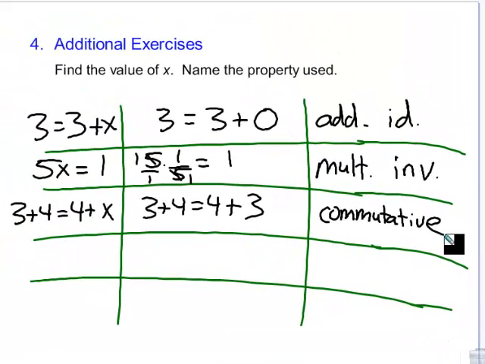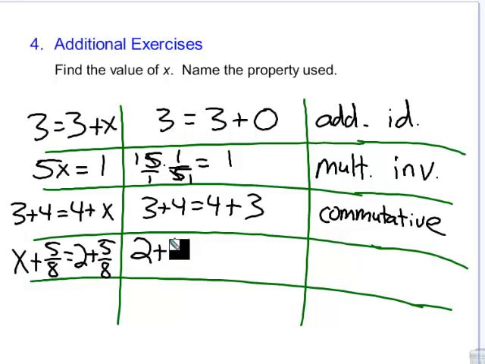And let's do this one. I'll throw a fraction one in there because you love them so much. X plus 5/8 equals 2 plus 5/8. Well, what does x have to be? 2. 2 plus 5/8 equals 2 plus 5/8. Says the exact same thing on both sides. What was that one? That was the duh one. Reflexive.